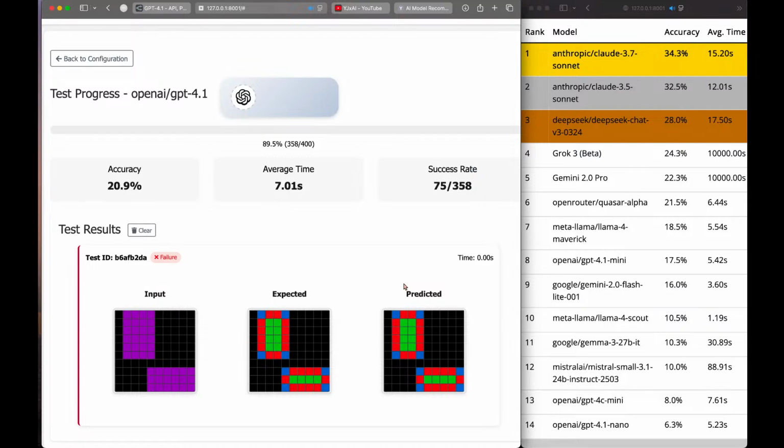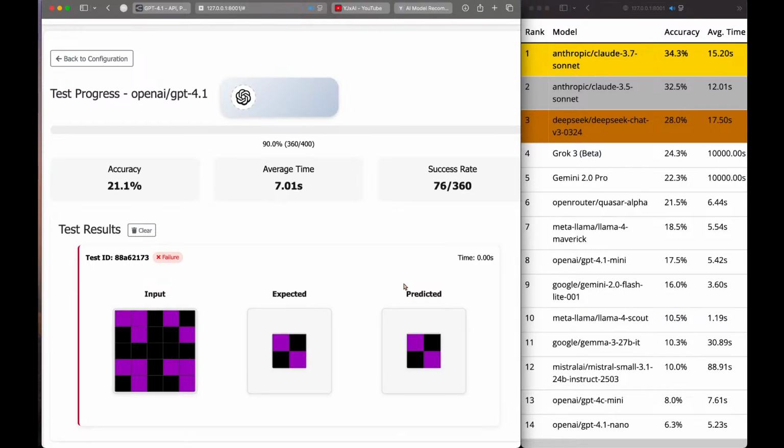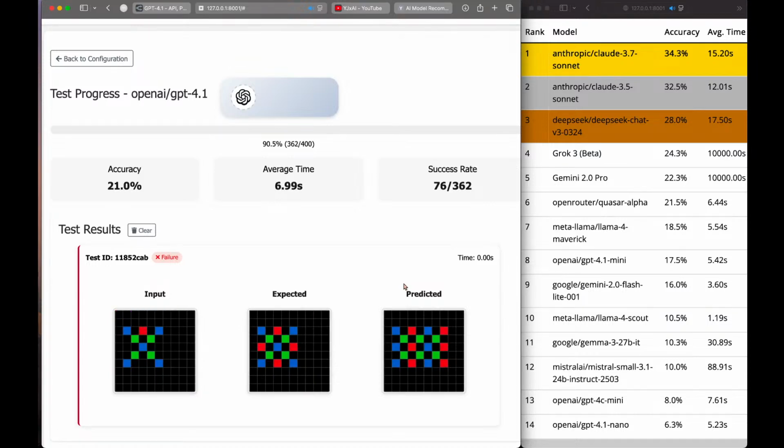Yeah, they did say that it's Quasar Alpha. But which one exactly? They didn't mention that. Maybe they said the GPT 4.1 model. It could be that because the performance is very close to Quasar Alpha.